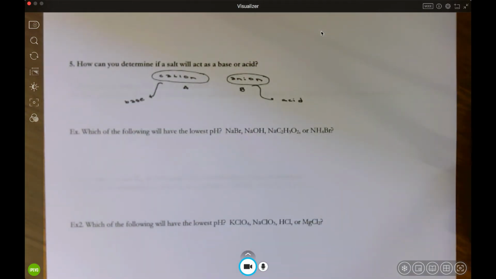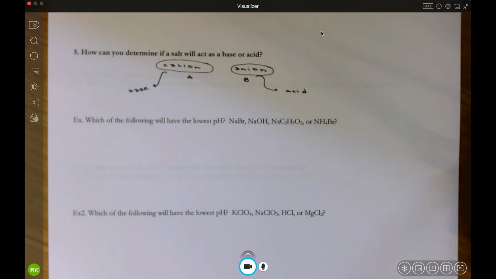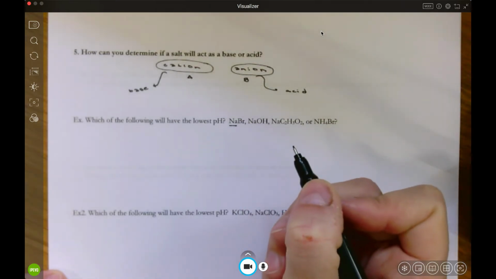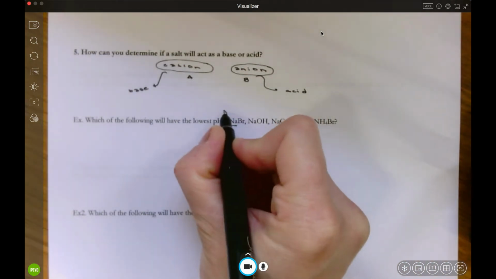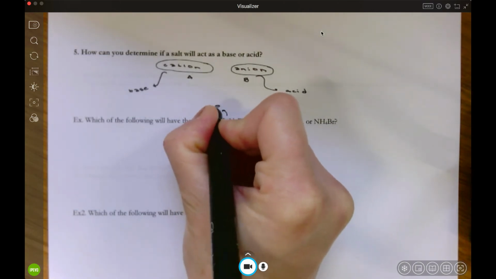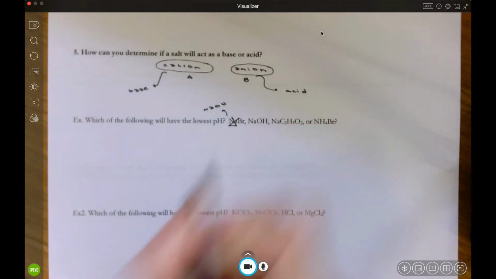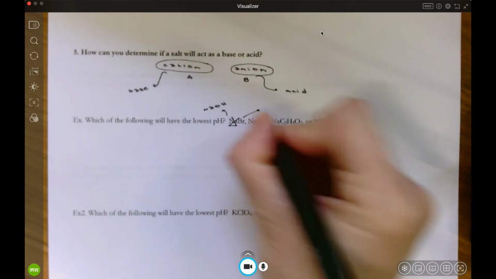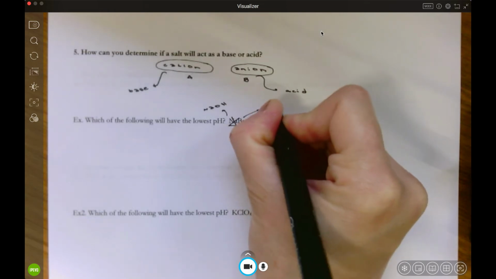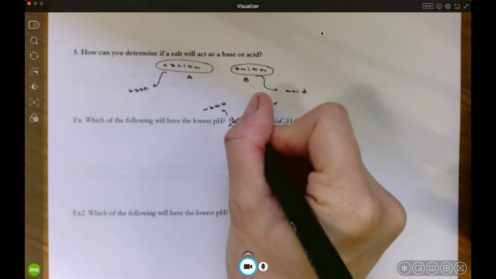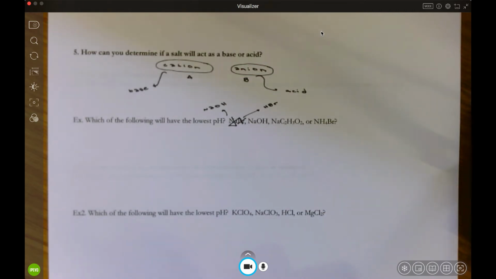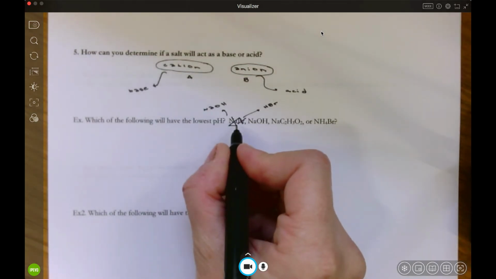These are problems that you guys had on a quiz. Which of the following will have the lowest pH? So I'm going to look at each of them and figure out, if it is a salt, would it act like an acid or a base? So NaBr. Na is Na+, and the base it came from is NaOH. That's where the Na+ came from. Well, that is a strong base, so that cannot act like an acid. Br came from HBr, which is a strong acid. So that cannot act like a base, and therefore this is actually going to be a neutral salt.